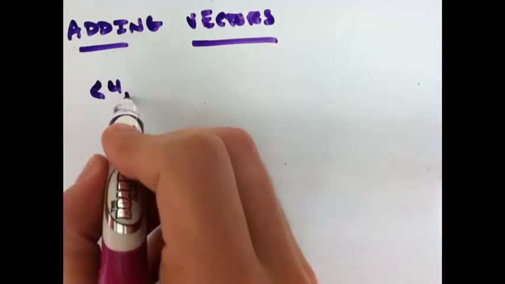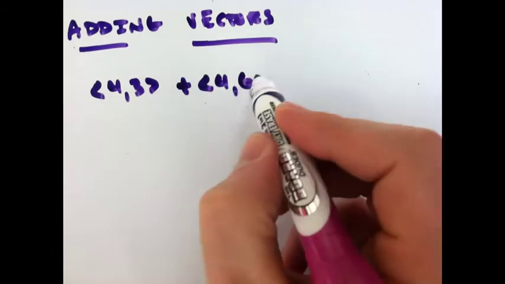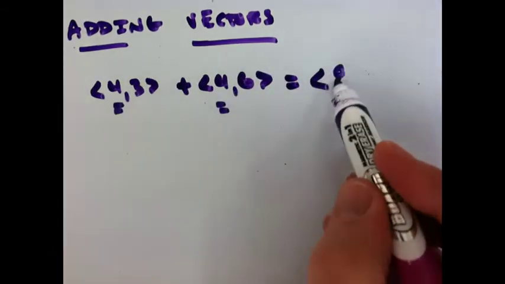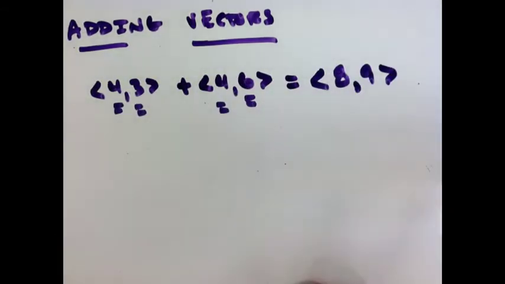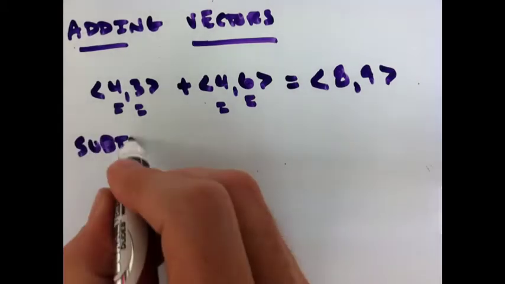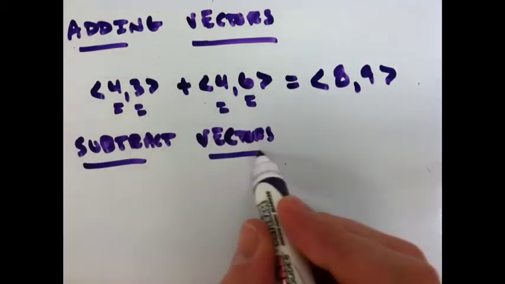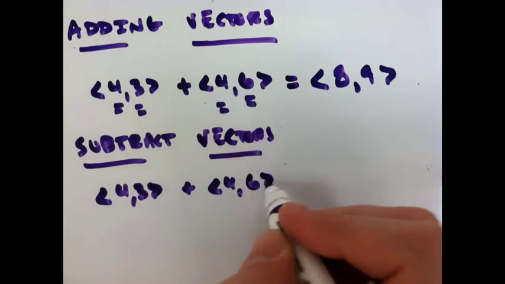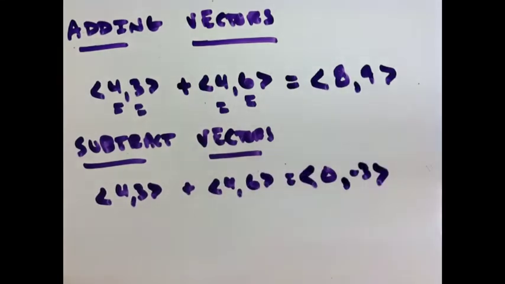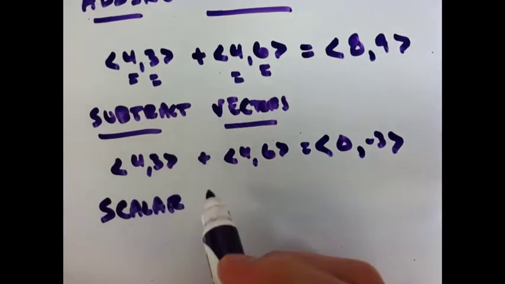If you're adding vectors, don't make it harder than it has to be. Add your two x values, add your two y values. So you can see in this example our vector would be ⟨8, 9⟩. If you want to subtract them, no secret here. Subtract your x values, subtract your y values, and you're good to go. In this case, it'd be ⟨0, -3⟩.